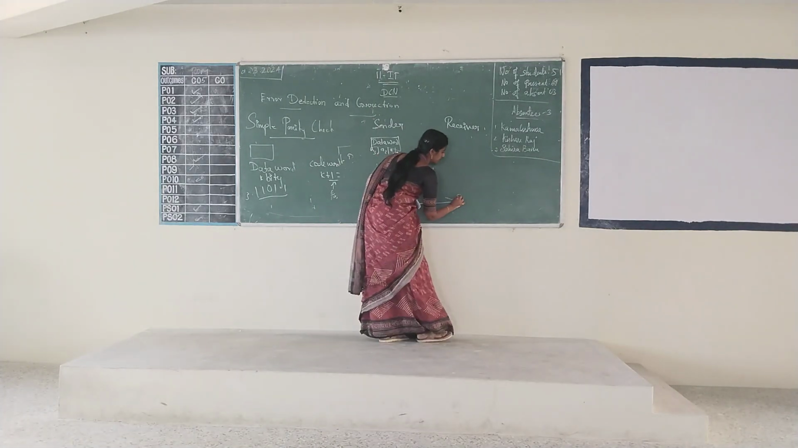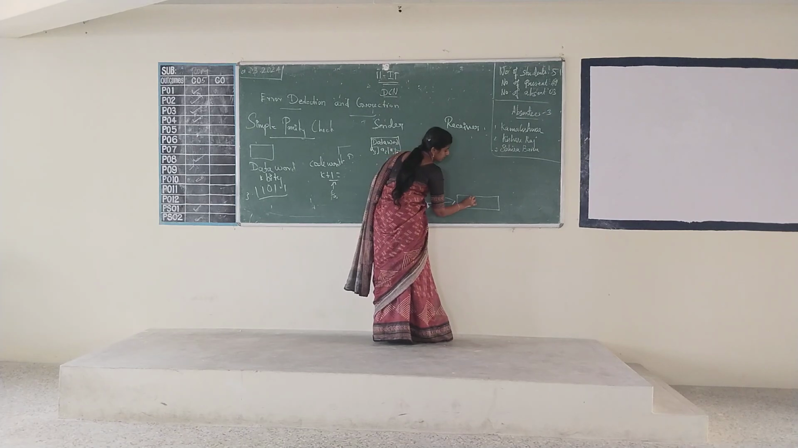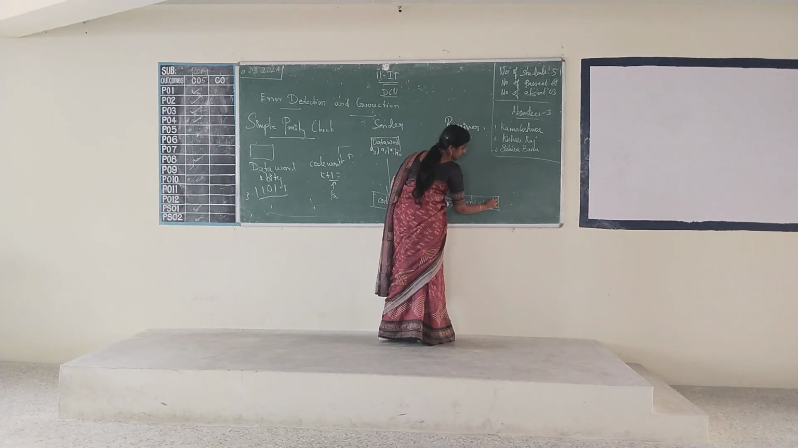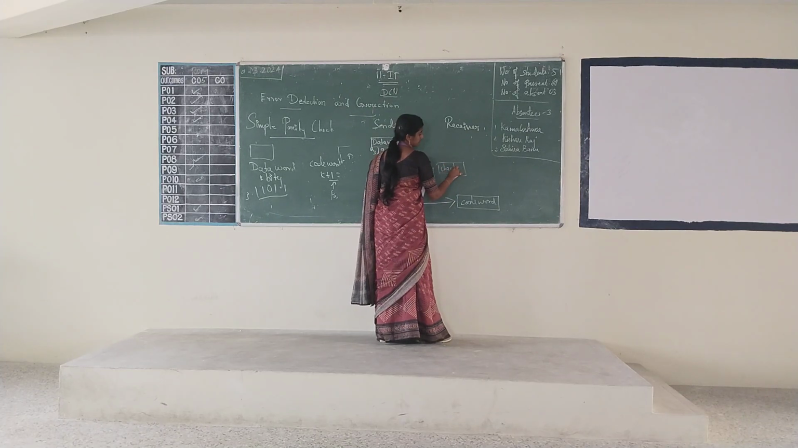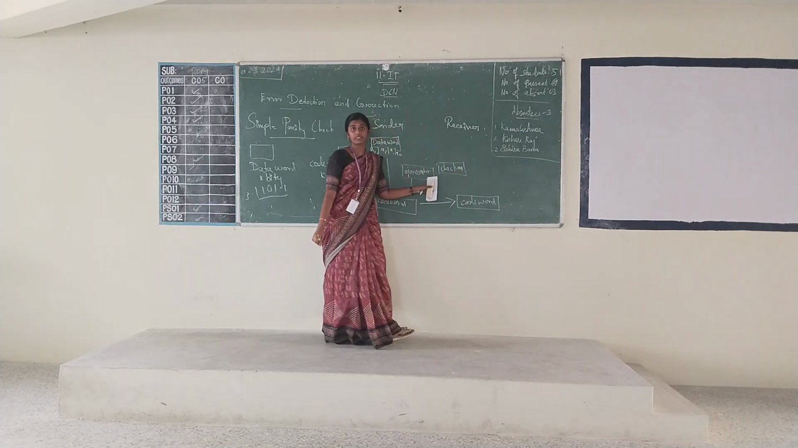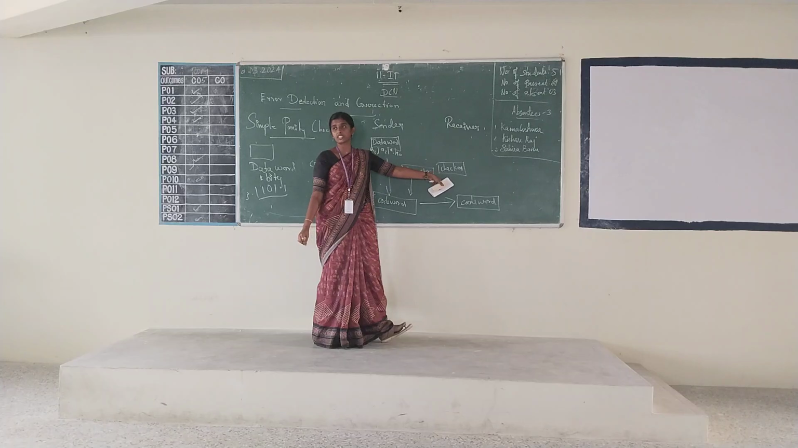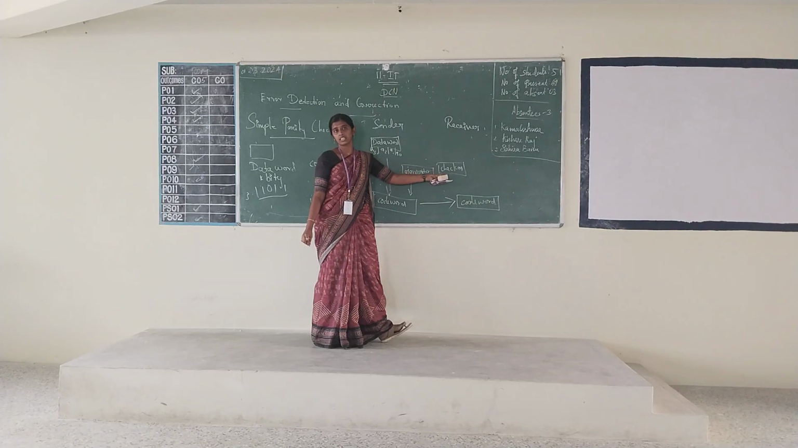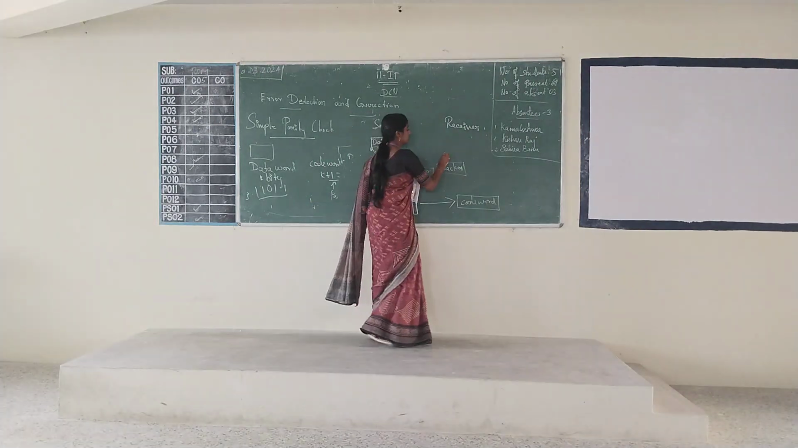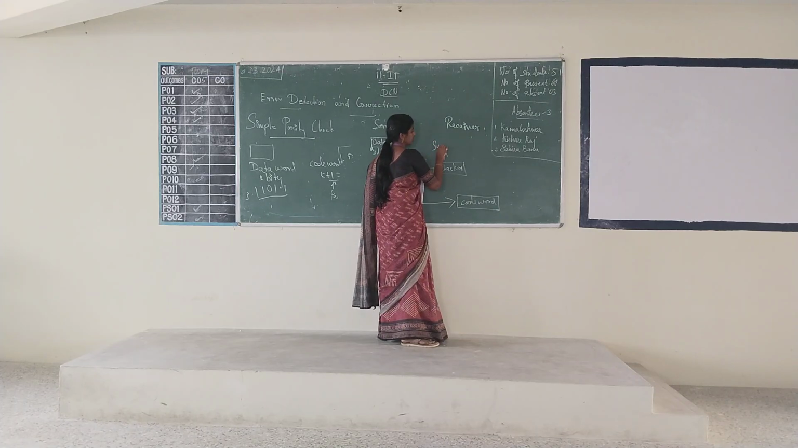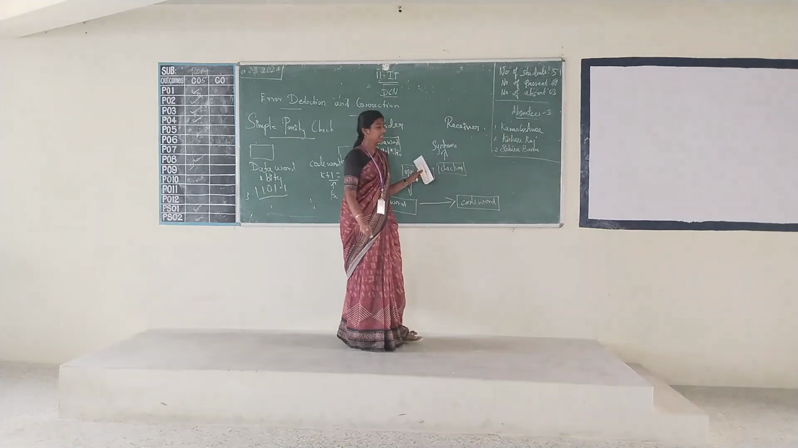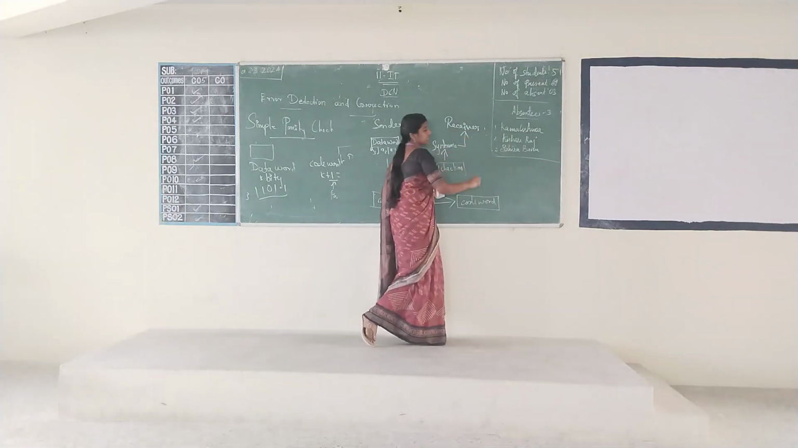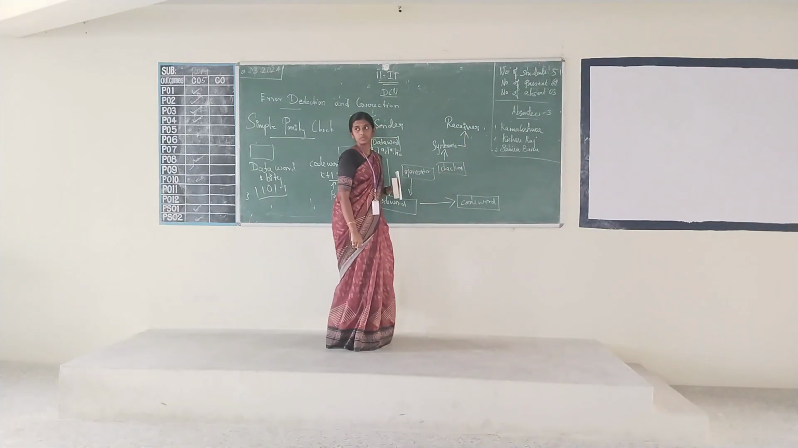The receiver will have the code word, and you have a checker here. What is the role of the checker? To detect the errors. The checker will give a syndrome.